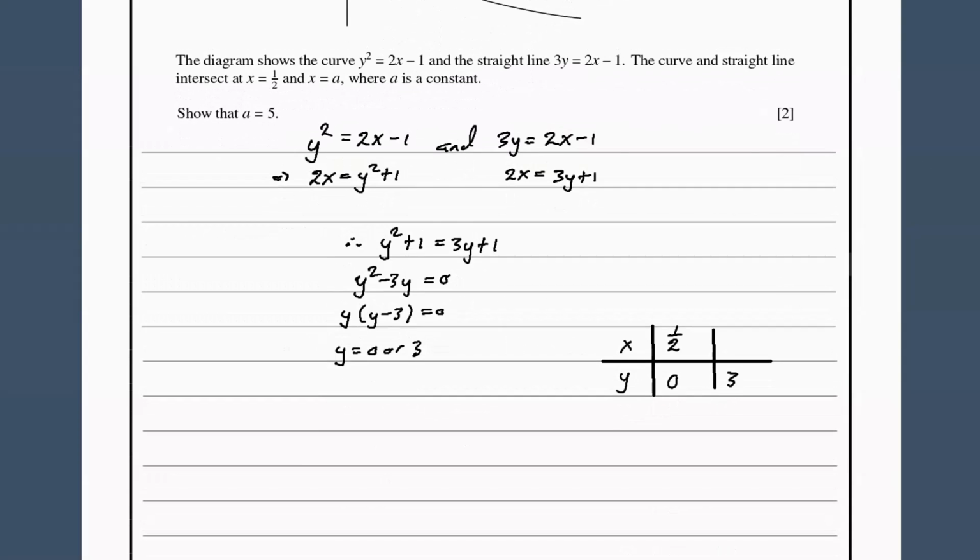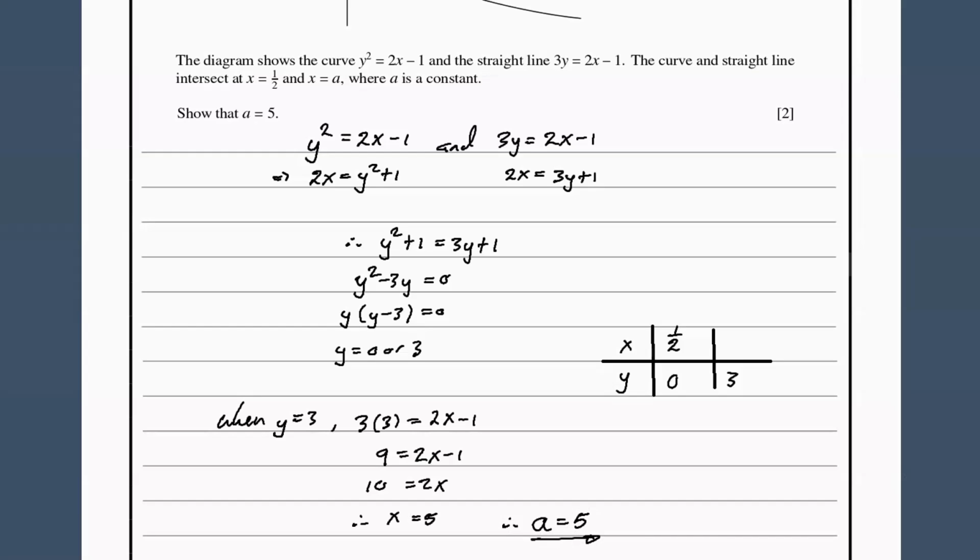So that's when y has a value of 3. When y is equal to 3, then 3 times 3, I'm using the second equation, will be equal to 2x minus 1, which is 9 is equal to 2x minus 1, which is 10 is equal to 2x. Therefore, x is equal to 5. So we are saying that a is 5. That's the x value, and that's the answer right here.